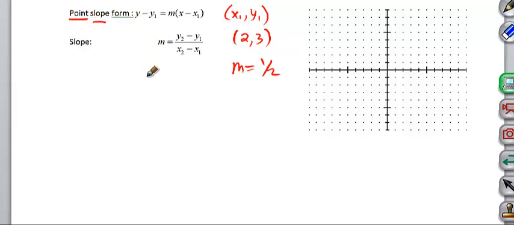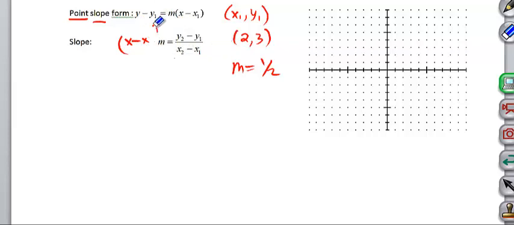Now the point-slope form is basically if you took your slope equation here, y2 minus y1 over x2 minus x1. If you multiply both sides by x minus x1, what happens here is you basically end up getting your point-slope form. Kind of rearranged a little backwards from what you're used to, but it is still the same thing.